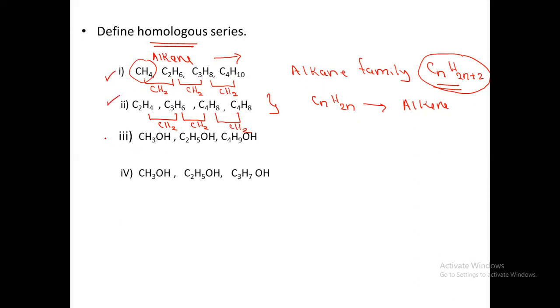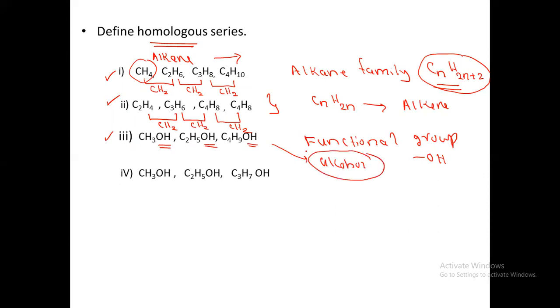Look at the third one. What is the common thing in that? You can see the common thing is the functional group OH. We know that compounds containing the OH functional group are called alcohols. So all these compounds are alcohols and belong to the alcohol family. And the difference between successive members is again CH2. Adjacent members differ by CH2. So this is also the same thing.